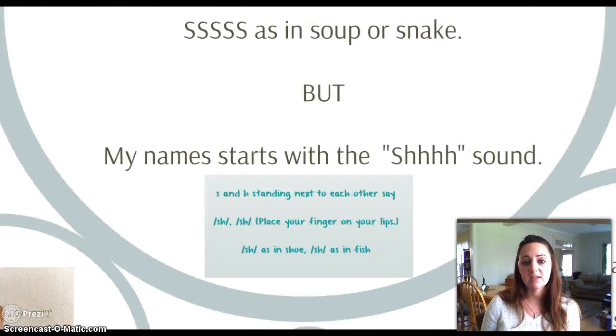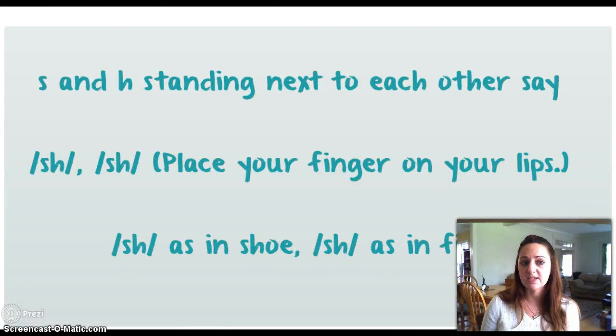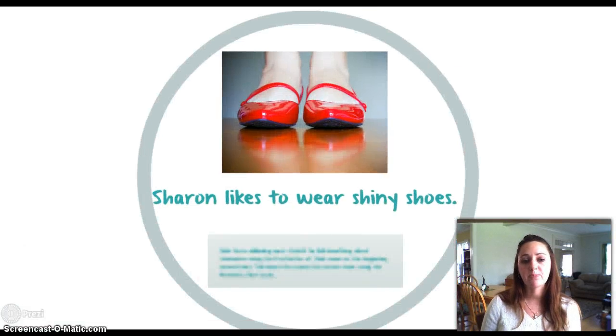That is because S and H, standing next to each other, say sh, as in shoe, sh, as in fish. See how shoe has the sh sound at the beginning of the word, and fish has the sh sound at the end of the word. So the sh sound can be seen at both the beginning and the ending of words. Sharon likes to wear shiny shoes. Sharon, shiny, and shoes have our sh sound.